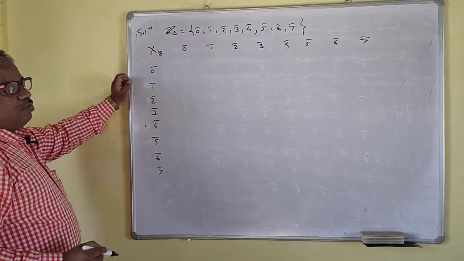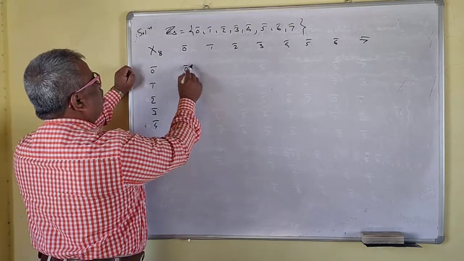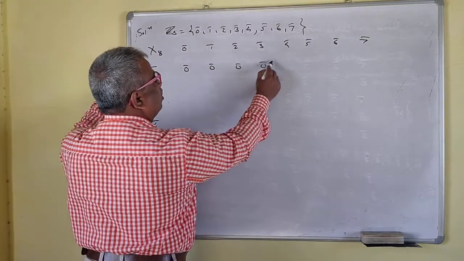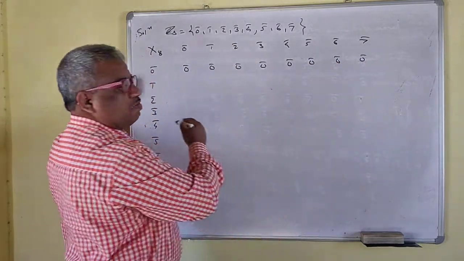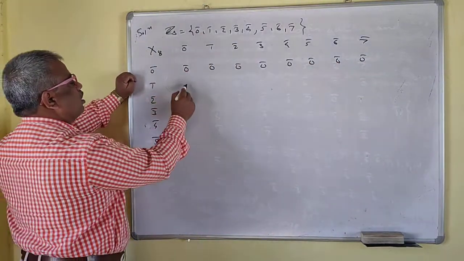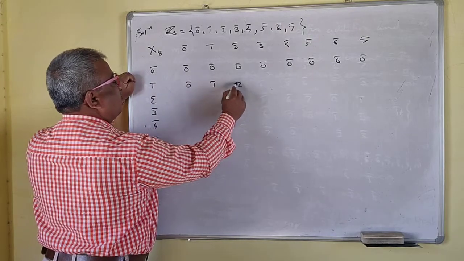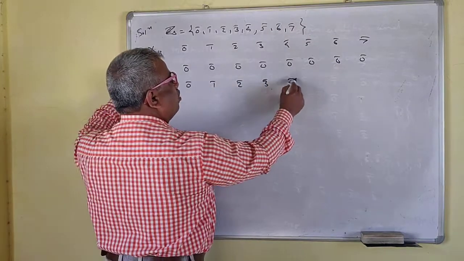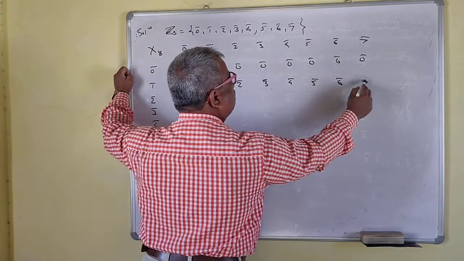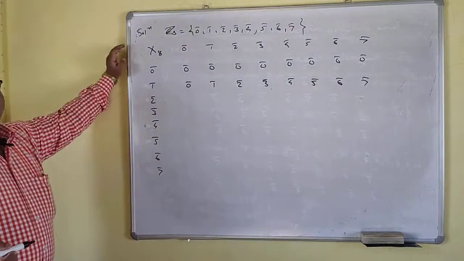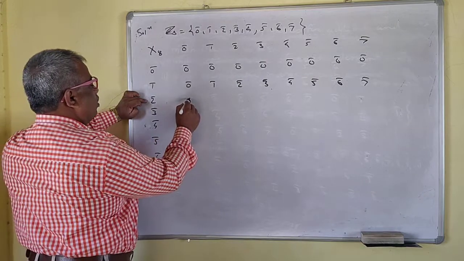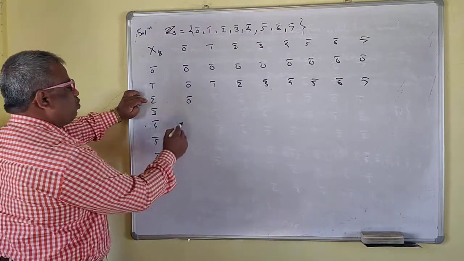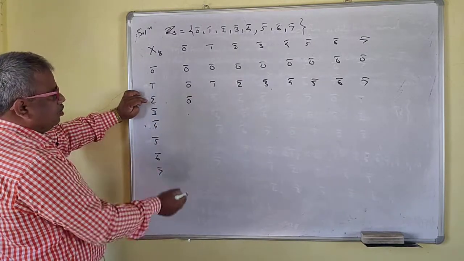modulo 8 now. For 0 bar no problem, each element is 0 bar here. For 1 bar no problem, each element is the same here. 1 bar, 2 bar, 3 bar, 4 bar, 5 bar, 6 bar, 7 bar. Now we have to take care for the rest of the elements. Okay. 2 bar into 0 bar is 0 bar. So here you may write 0 bar. This column is 0 bar.